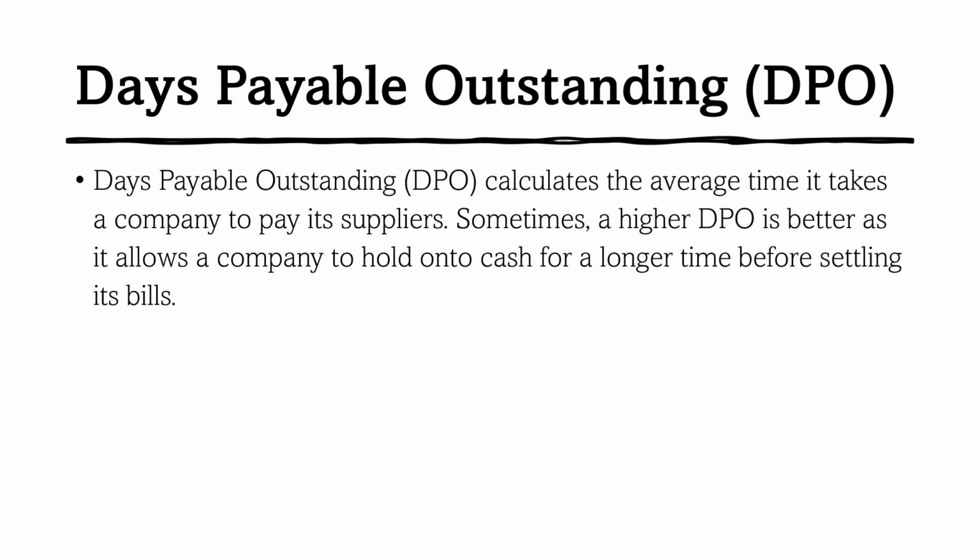Lastly, Days Payable Outstanding or DPO. It calculates the average time it takes a company to pay its suppliers. Sometimes, a higher DPO is better as it allows the company to hold on to cash for a longer time before settling its bills.